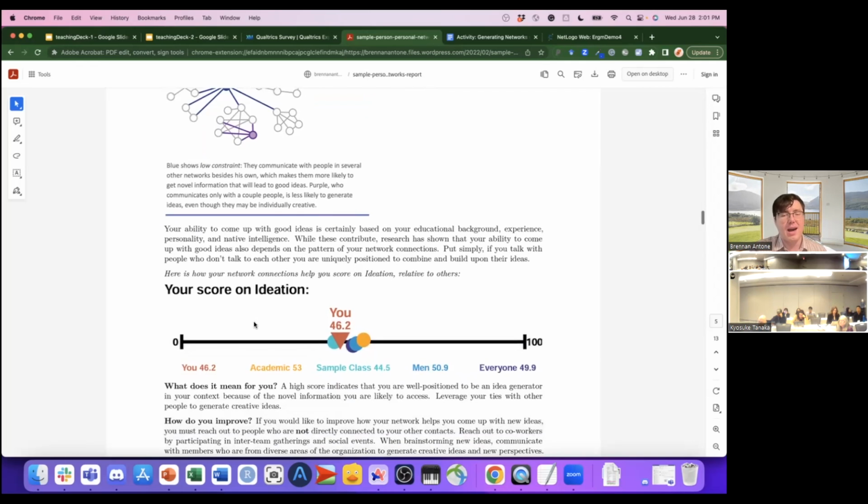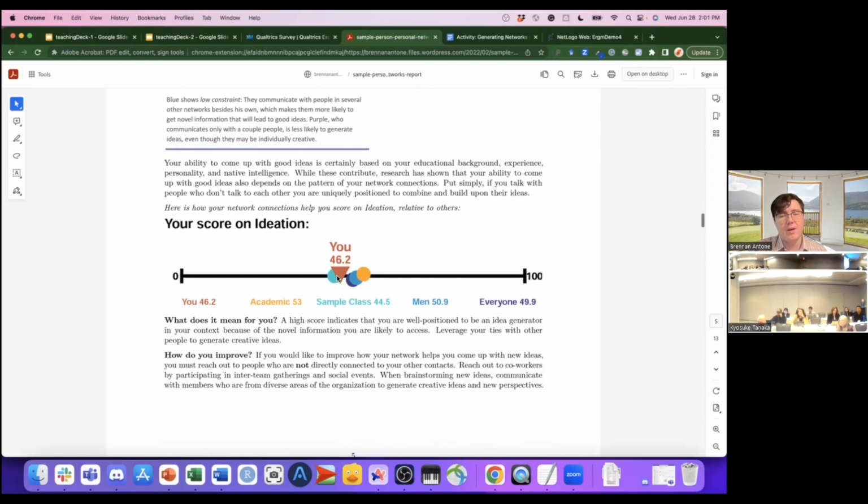But it's looking at the ideation score. So you can see that the sample person's score was at the 46th percentile, so about average. And it's looking at that score relative to other people who talk about academic cohorts, where the ideation score tends to be on average a little higher, and relative to other people in the same core system, where the average score on ideation tends to be a little lower.